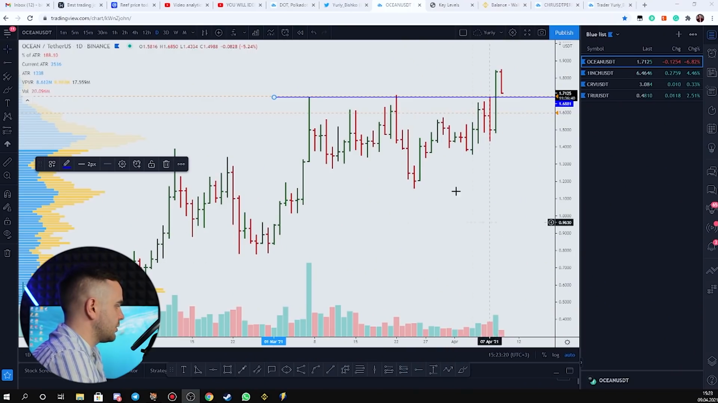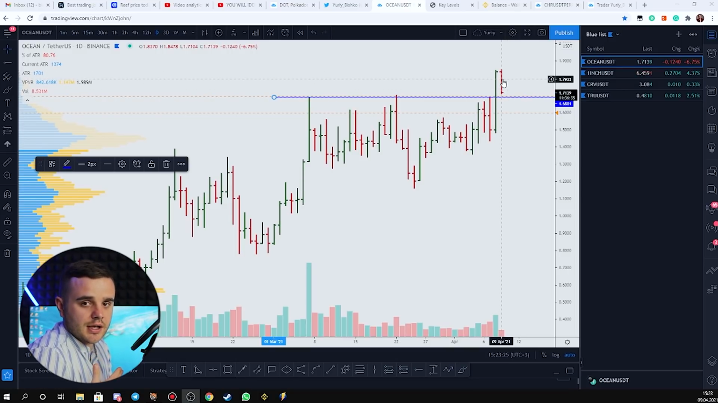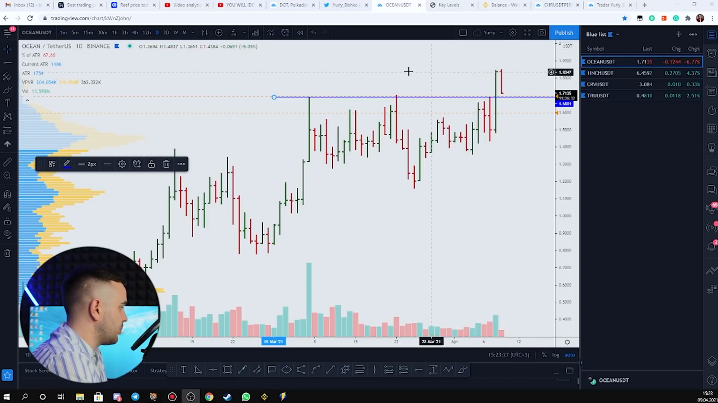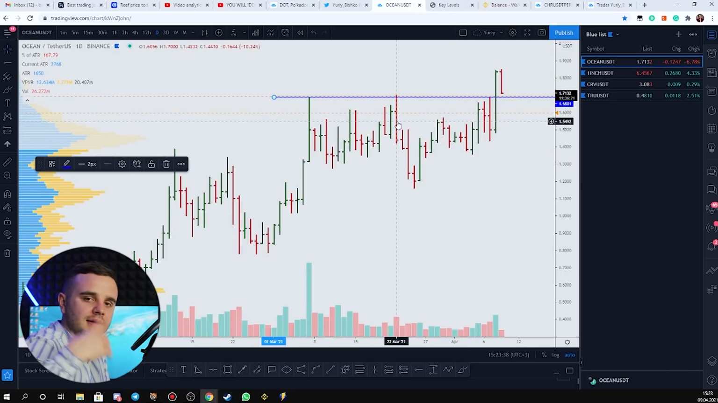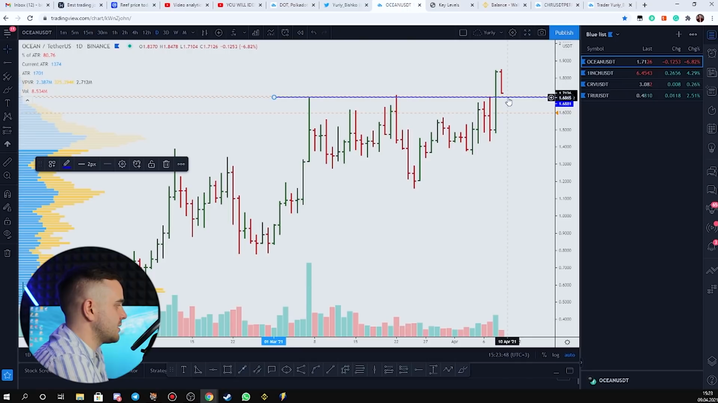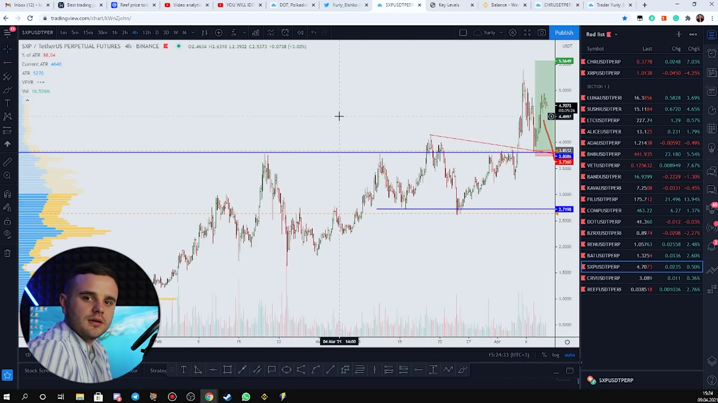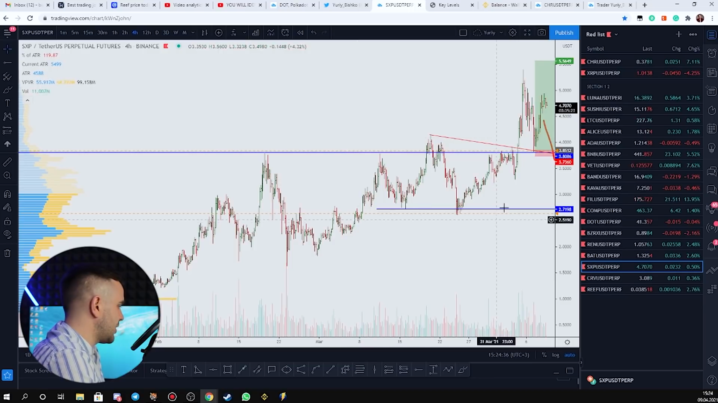Another example for you of a range border is this trade on Ocean. As you can see, my friend, Ocean broke this range and at this moment price is on retest. I personally have a position in Ocean, and for me it's interesting to see how price will retest it. But remember, I have a third type of key level which I love to trade. It is a mirror level. When price breaks some key level, for example a trend change point or range border, it becomes a mirror level. And at this moment, as you can see, it is a mirror level to that range border.